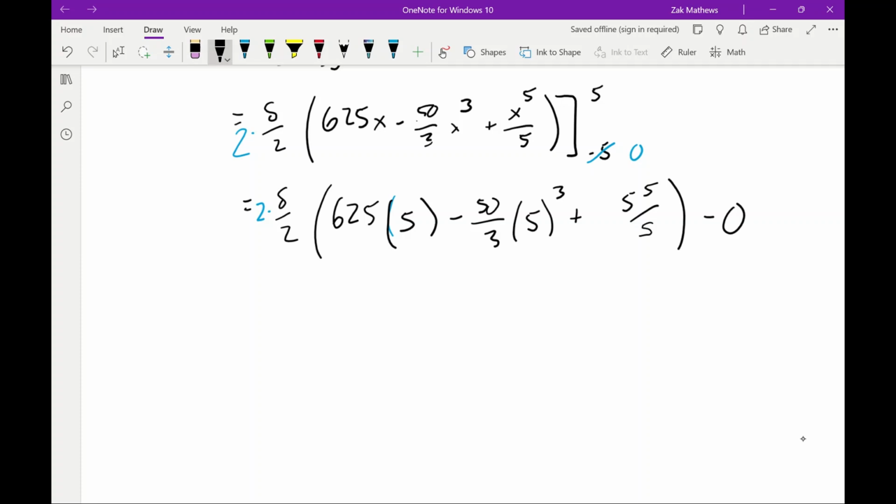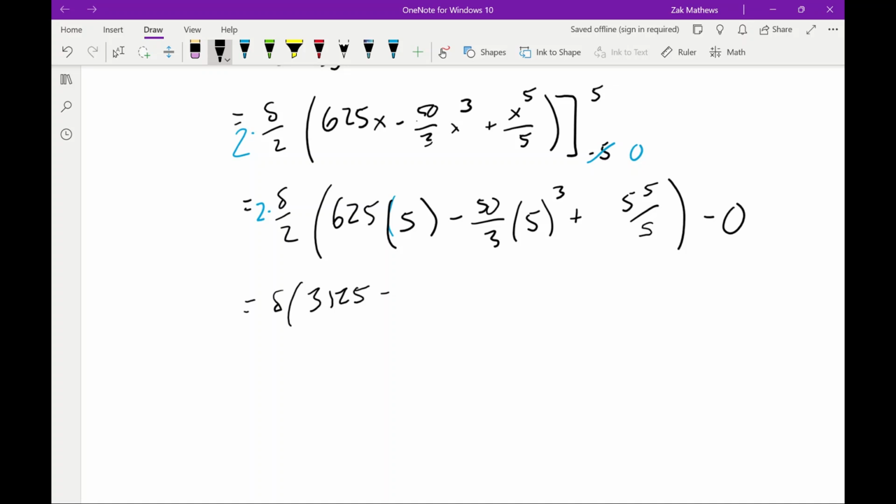So now let's just go ahead and start simplifying. We have the 2 times 1/2, so that just gives us a delta out front. 625 times 5, we get 3,125. We're going to subtract. We have 5 cubed times the 50. That'll be 6250 over 3. And then we have 5 to the 5th over 5, which we could just write as 5 to the 4th, which is 625.